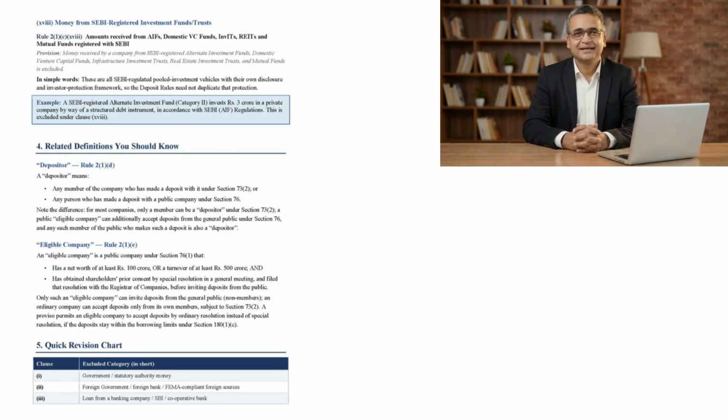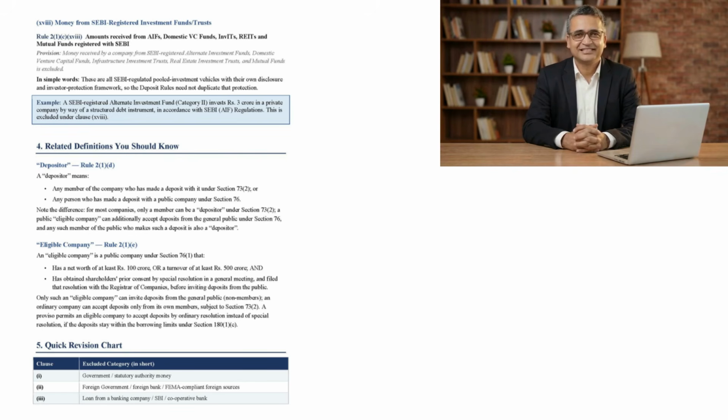Before we move ahead, let me ask you one final question. Suppose a company receives 3 crore rupees from an alternative investment fund, or from a mutual fund, or from a REIT. Has the company accepted a deposit? It certainly looks like borrowing money. But legally, the answer is no. Why? Because these investors are already regulated by SEBI under a separate and comprehensive regulatory framework.